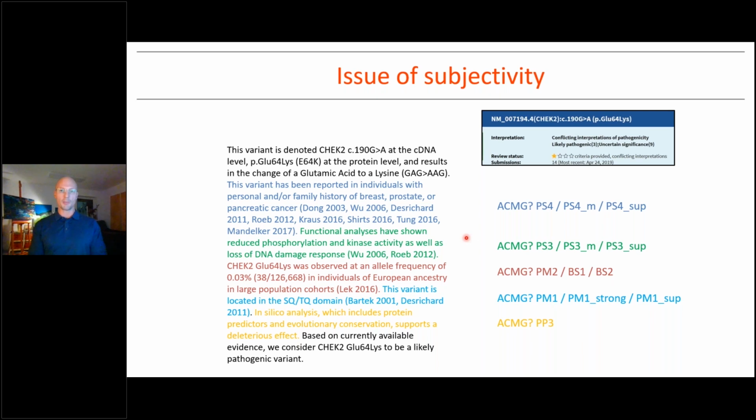I chose this example, but this is a rather hard example because CHEK2 is a known gene for strongly reduced penetrance for cancer. As I mentioned earlier, these reduced penetrance genes are sometimes very hard to classify, even if you have such a good summary here.